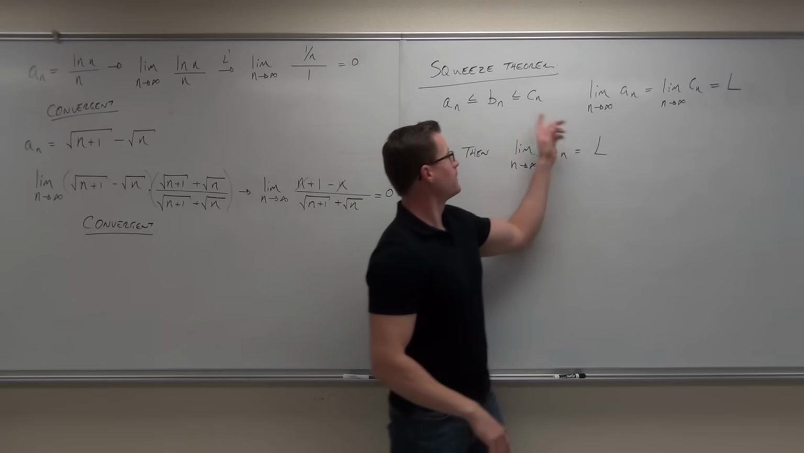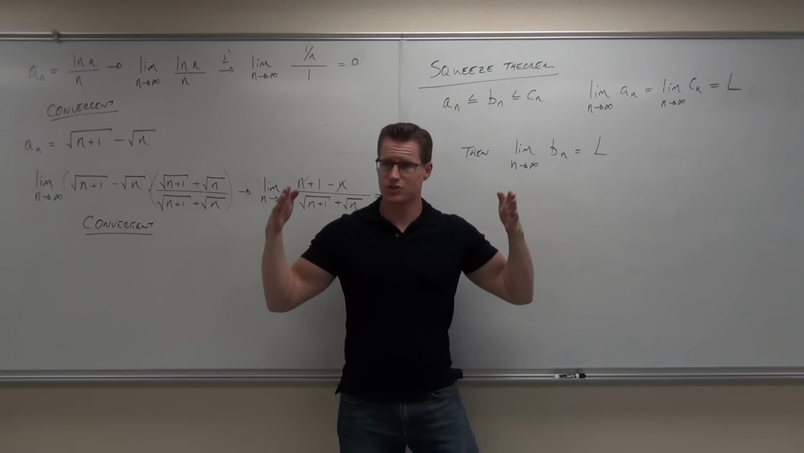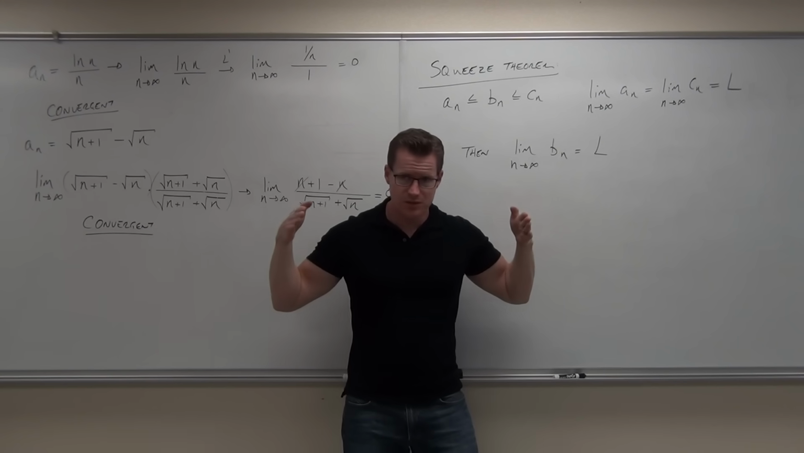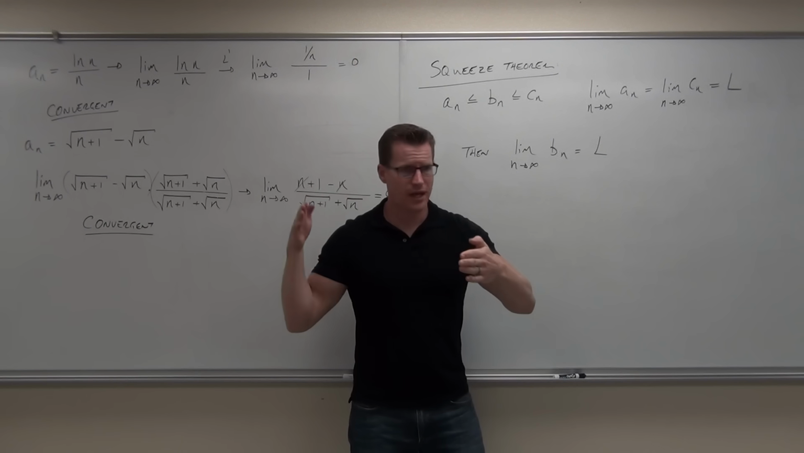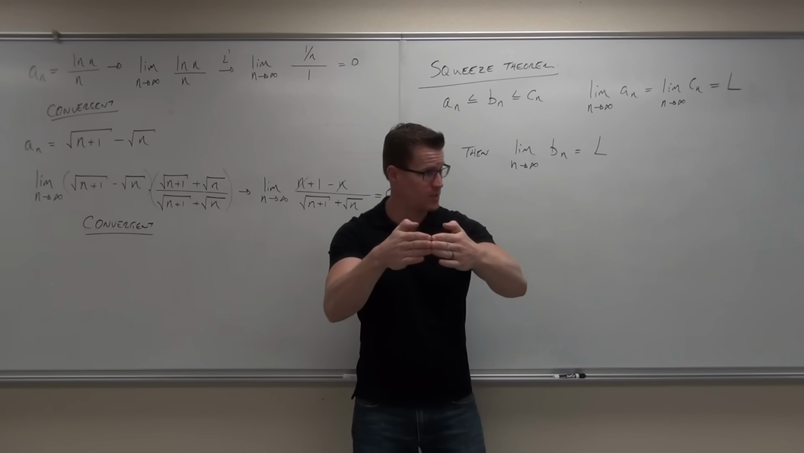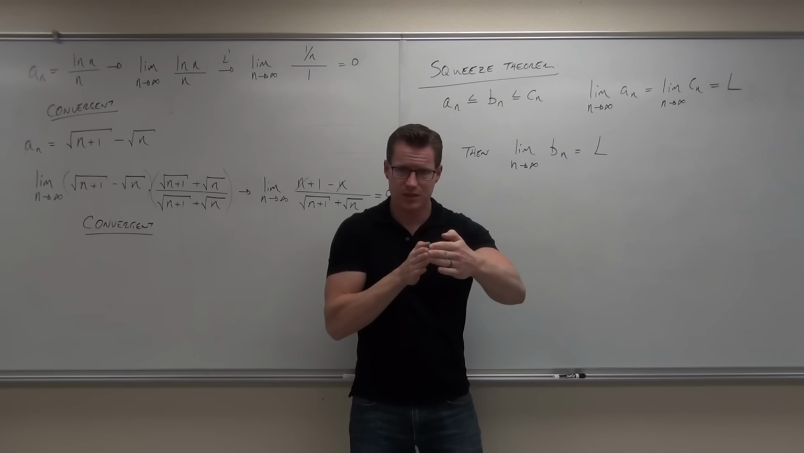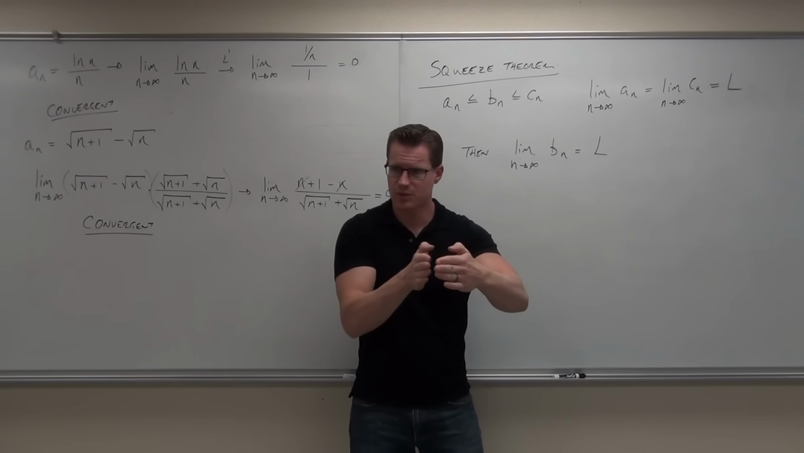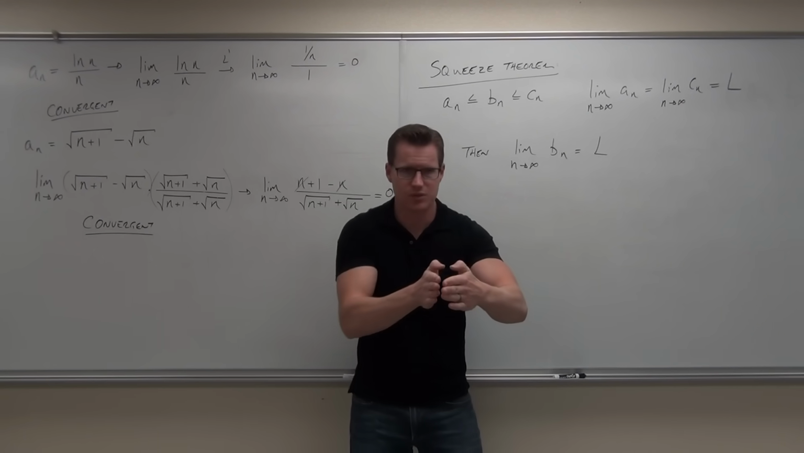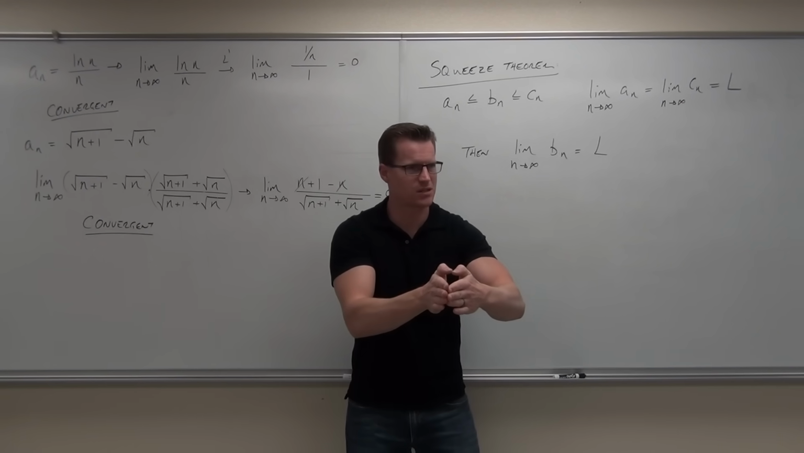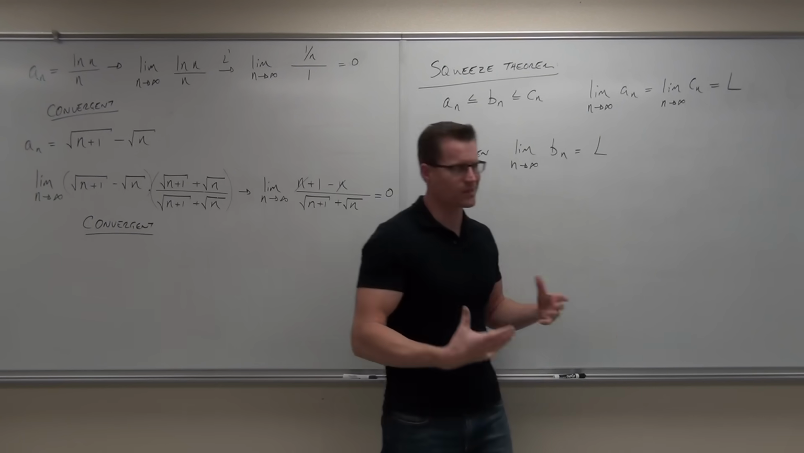So again, A sub n is going to one number, and, sorry, I misspoke, C sub n is going to the same number. B sub n is somewhere between those guys, right? So if these are going to one number at infinity, this one's also got to go there. Does that make sense to you? That's basically how the squeeze theorem works.